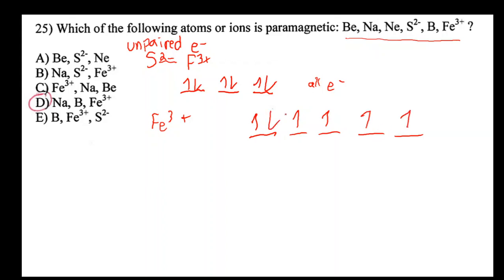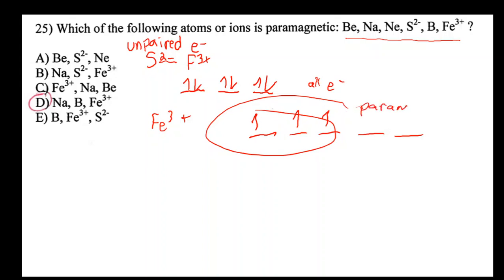So that would have unpaired electrons already, but it's plus 3, so that means we took away 3, so we take that 1, 2, 3. So I'll have 3 unpaired electrons here. So therefore, that one would be paramagnetic. So if you did all of them, you would see that sodium, boron, and iron 3+ would all be paramagnetic.